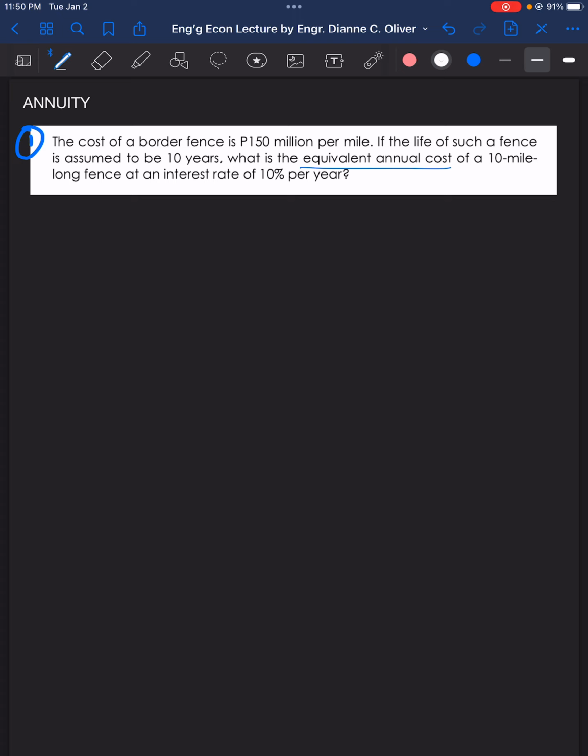So what are the given here? We have the cost of the border fence. So P, the principal, is equal to 150 million pesos per mile times 10 miles. So that is for a total of 150 times 10, let's just say 150 M. And then we have here the number of years equals 10 years, and I, the interest rate, equals 10%.